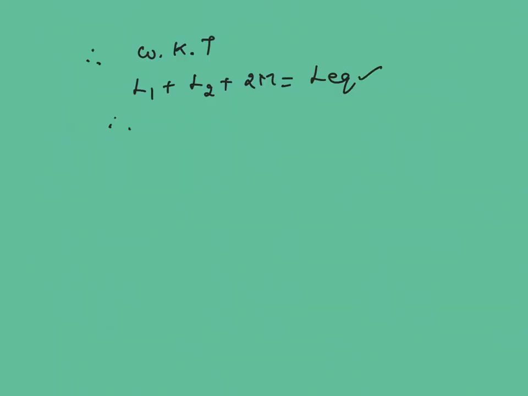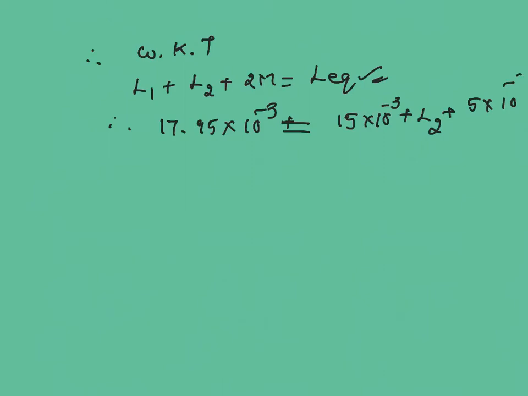Therefore, L equivalent we have calculated. L equivalent is equal to 17.95 into 10 power minus 3, which is equal to L1, whose value is given as 15 into 10 power minus 3, plus L2, plus 2 times the mutual inductance, which is 5 into 10 power minus 6. If we solve this, the L2 value will be 2.945 millihenry, and he has also asked to find the gain.